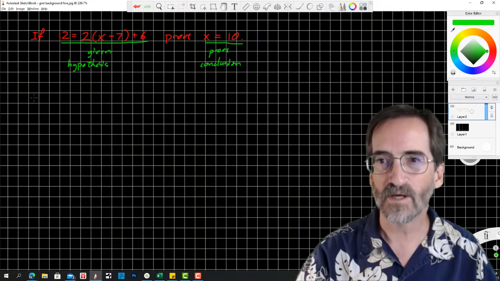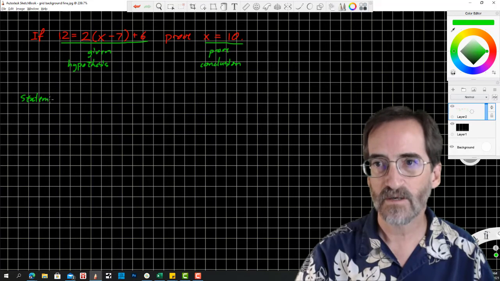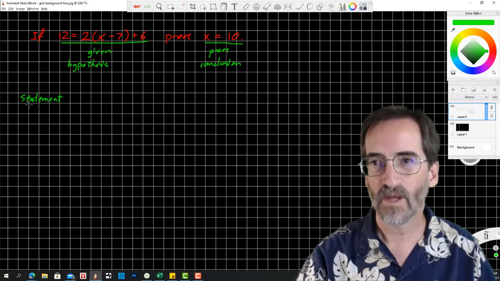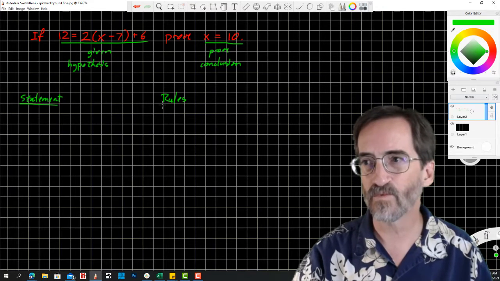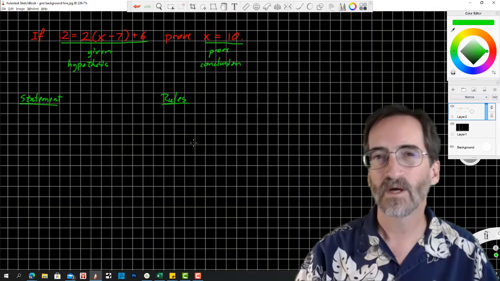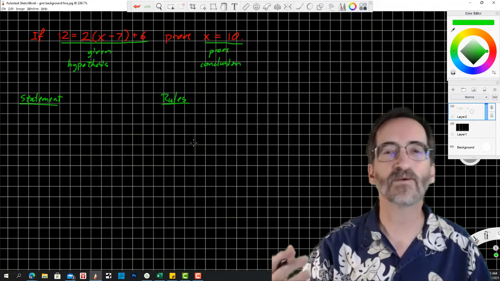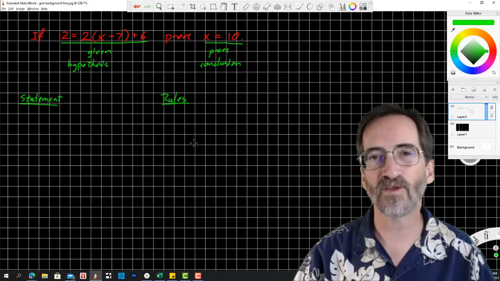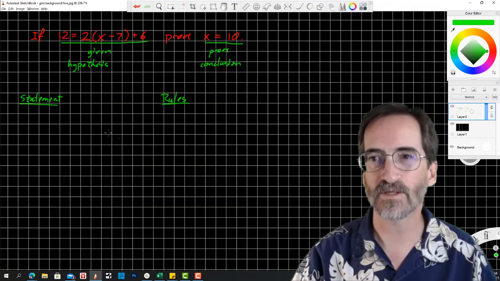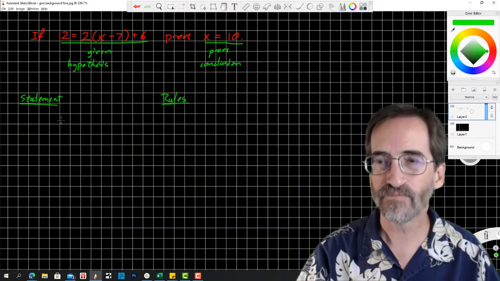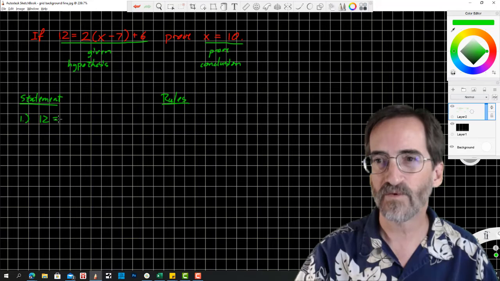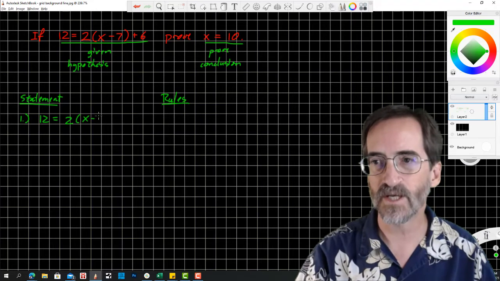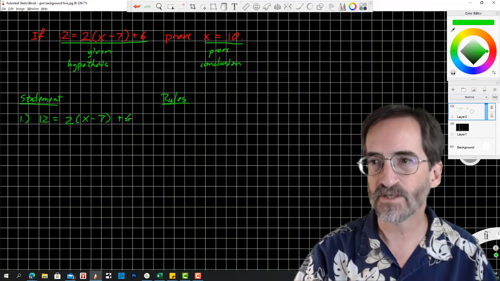So the very first line, I'm going to do a 2-column proof. So we're going to have statements. And we're going to have rules or reasons. I prefer rules because it's more descriptive. Okay, rules say who gave you permission to do this? What theorem, what rule says you can do this? That's really what we're citing. Statement 1 is going to be the given statement: 12 equals 2 times the quantity x minus 7 plus 6.